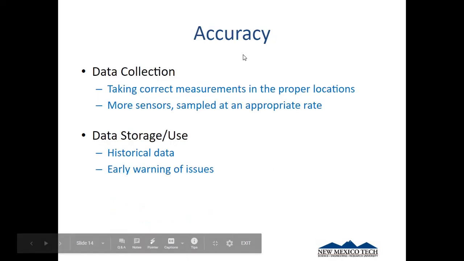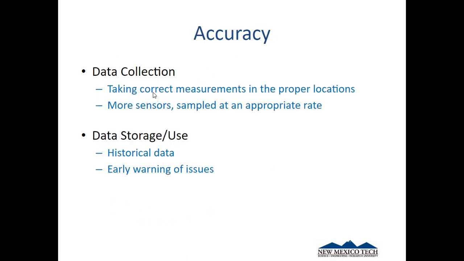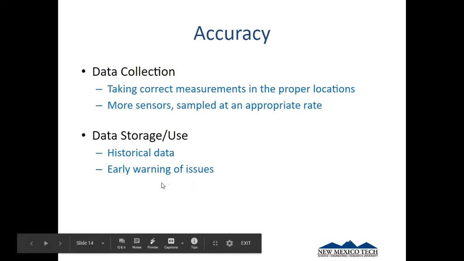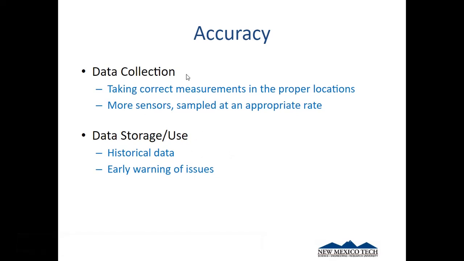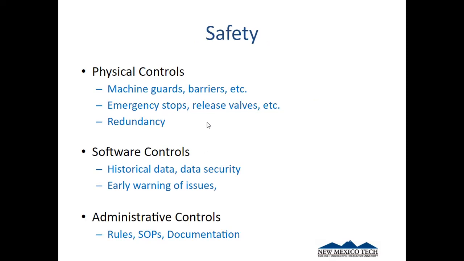For accuracy, how much data can you collect and what do you do with the data? Can you look through historical data and make sure that when you've made some change, it hasn't adversely affected your process? Can you use data to find early warnings for issues or problems that are coming up, or to plan maintenance schedules and so on? So those are important points. For safety, do you have the right machine guards in case? I have a couple of different categories here: physical controls.